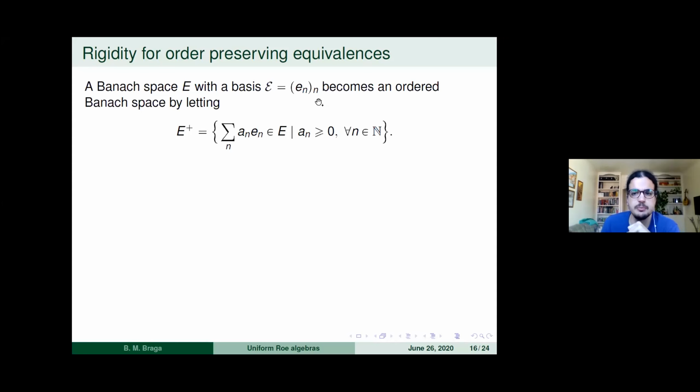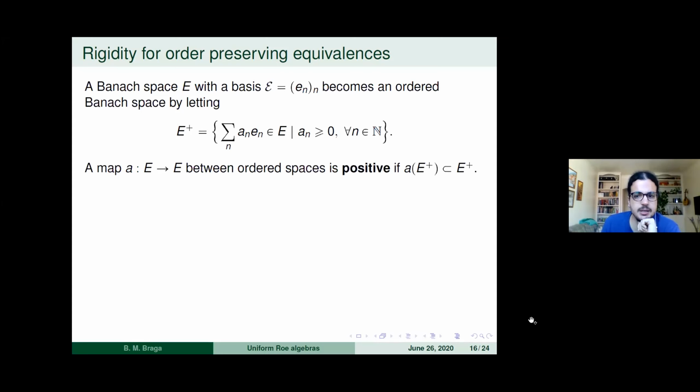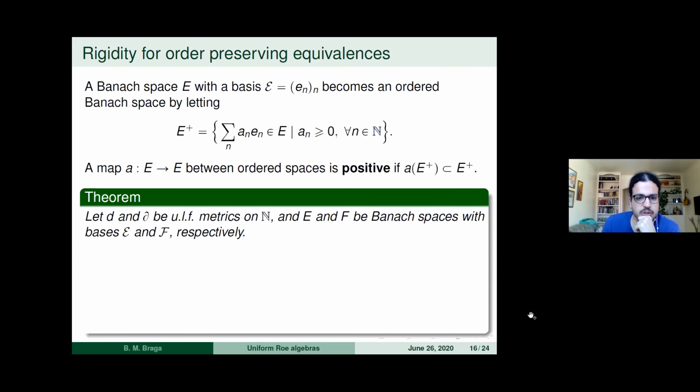So if you have a Banach space with a basis, you can give it a natural order by labeling an element as positive if its representation as an infinite linear combination in terms of the basis has positive coefficients. And you can say that an operator is positive if it sends such elements to such elements. So you can talk about positive isomorphisms, order isomorphisms between those uniform Roe algebras, and you can say the following.